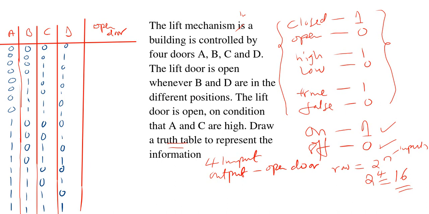So in this case now, we consider the situations whereby B and D have got no same logic. So we have, for example, in the first one, B and D are in the same level. So that is not the condition that we are looking at. So in the second one, B is 0, D is 1. So the door will be open, which is representing logic 0. Remember, open is 0, is represented by 0.